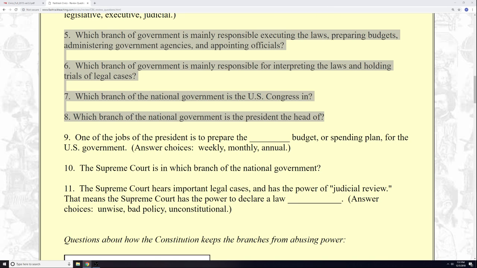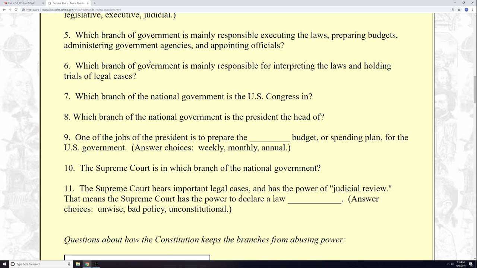Who is Sitos Bonilla? I don't know that one. Right. Number five. Executing laws, preparing the budget, and appointing people is executive. Interpreting the laws and holding trials, judicial. Pretty simple. Which branch of national government is U.S. Congress? Congress is legislative. And number eight. What branch of national government is the president? Executive. Good job, Dominique. Dom is dropping knowledge bombs. What? Oh, it's Abraham.